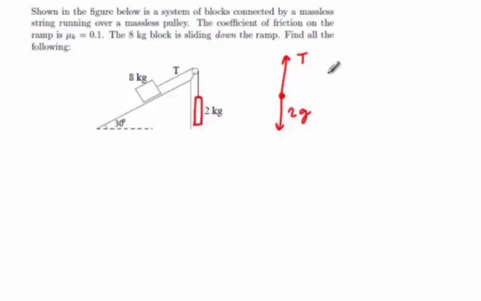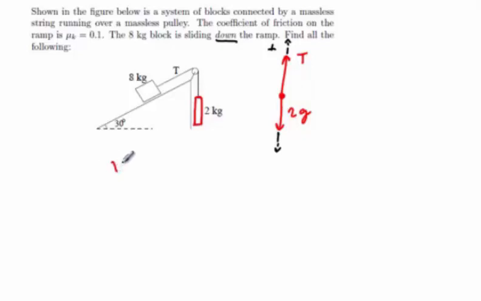The next step, after we've accounted for all forces, is to draw the coordinate system, and the principle by which we align the coordinate system is with the acceleration. In this problem, it's already been stated that the 8 kilogram block is traveling down the ramp, meaning that the 2 kilogram block is moving upward. For that reason, we're going to select the positive direction to be upward on the 2 kilogram block. And this will yield us a single equation.